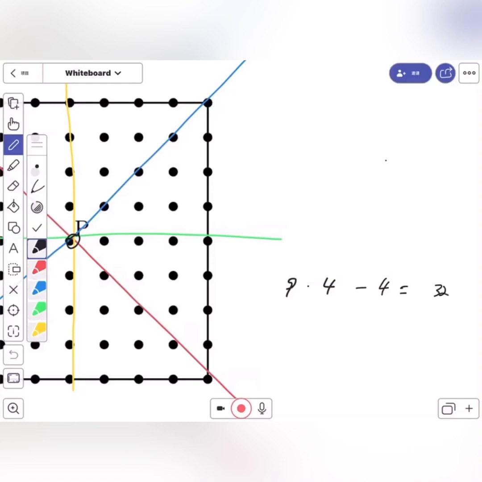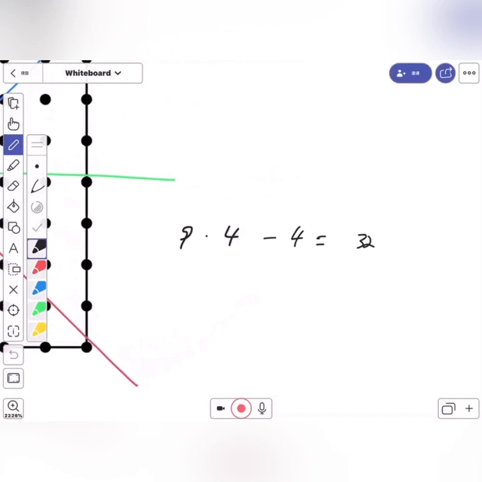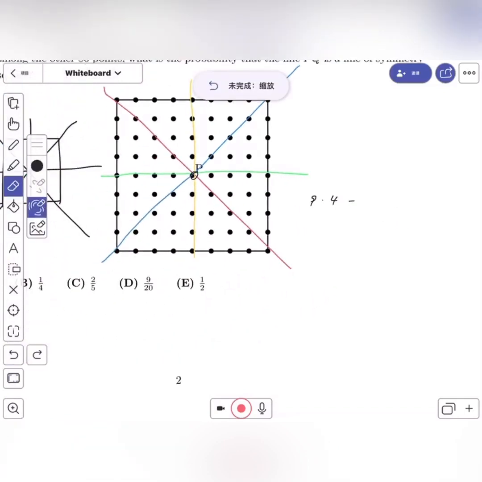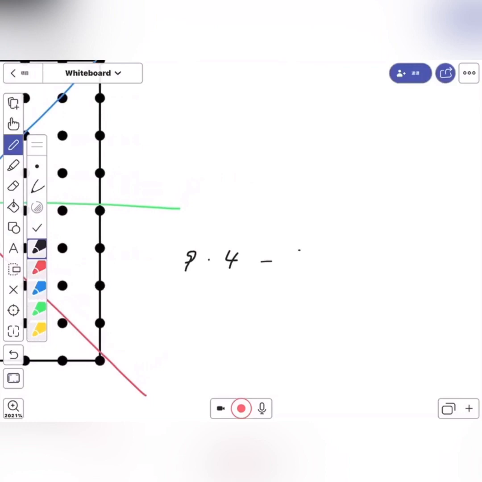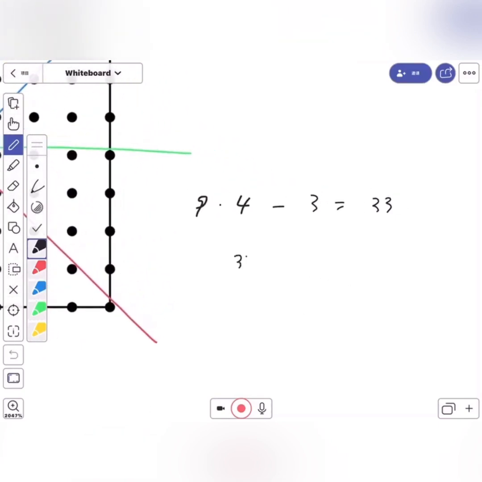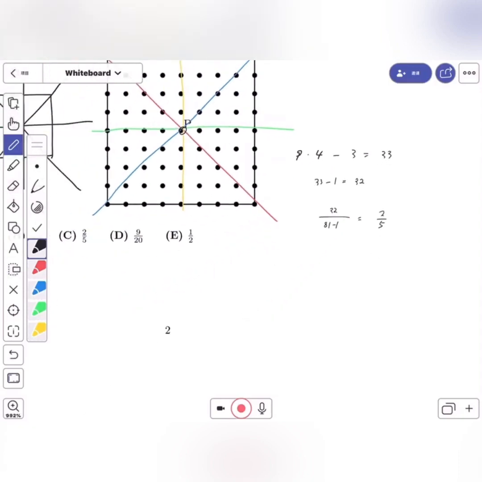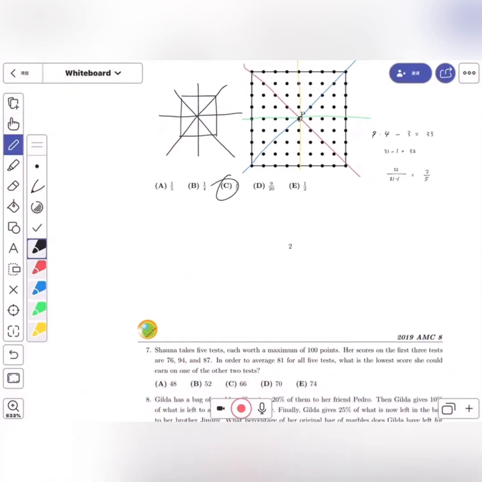32. So 32 points that we can choose from. Well, technically it should be subtracted by 3, which is 33. But notice that we want to choose another point other than the center, so we have to subtract by 1, which is 32. So 32 points to choose from, out of a total of 81 minus 1 points, which is 2/5 after simplification, and this corresponds to our answer choice C.